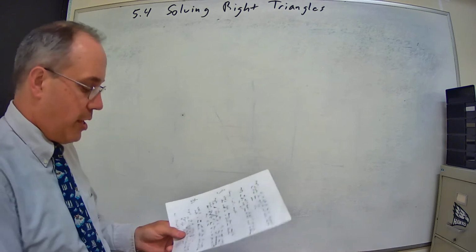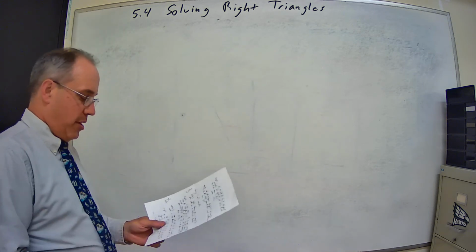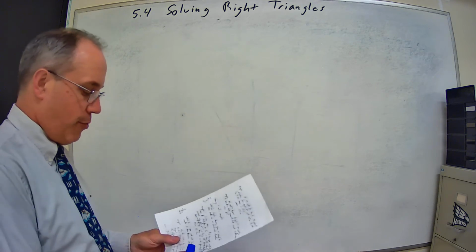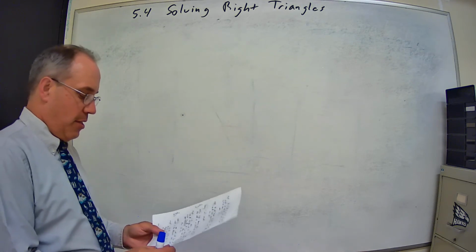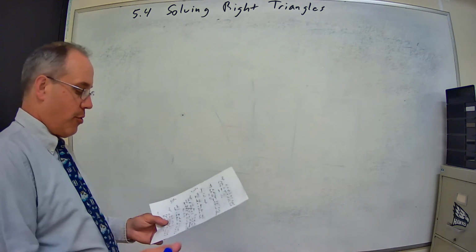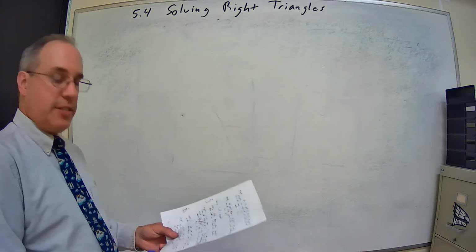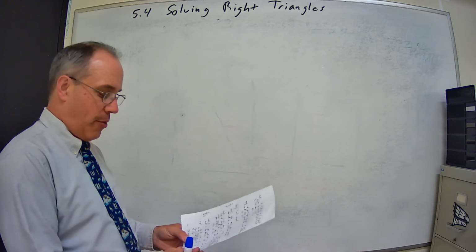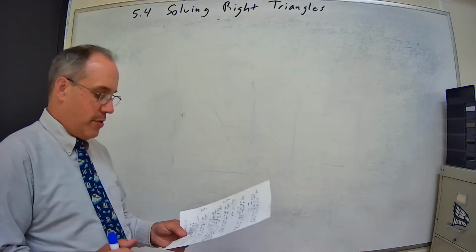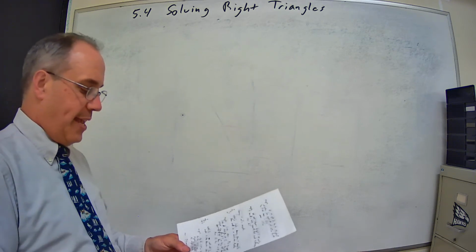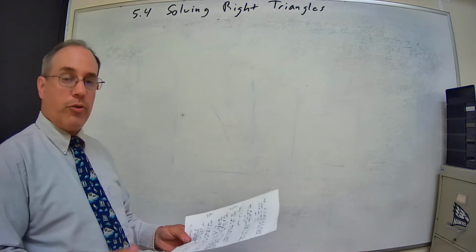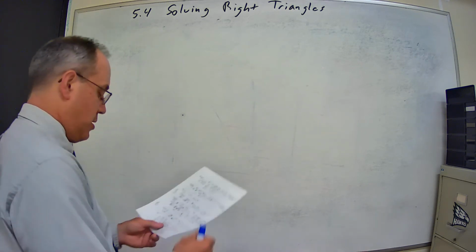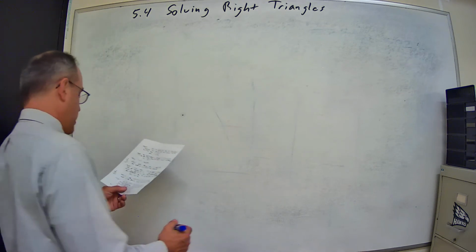So you have a ship sailing south by 34 degrees west for 2.5 hours, then turns north 56 degrees west and goes for 3.0 hours. If the ship travels at a rate of 18 knots, that's nautical miles per hour, find the ship's distance from port. So let's do a drawing of this as we look at this again.